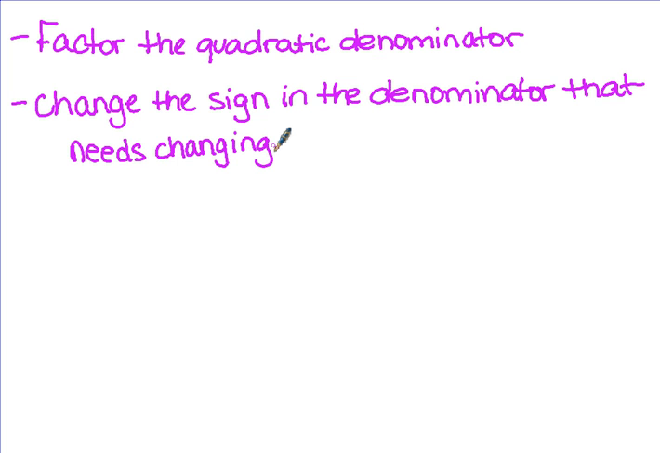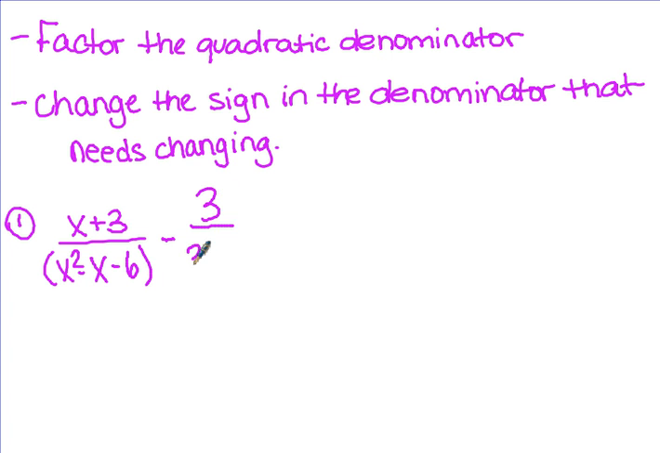The first thing we're going to do is look at one example together. We have x plus 3 over x squared minus x minus 6, and we have x squared minus x minus 6 minus 3 over 3 minus x.